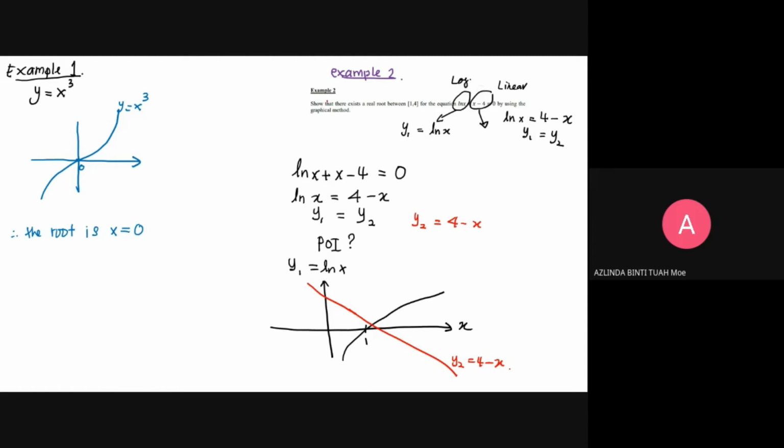Okay, the question here says show. It is different from question number 1 earlier, which said find: find the root of the equation y equals to x cube. When it says find, you have to give the value of x. If it says show, you do not even need to mention the value of x. You only need to show whether the point of intersection exists or not. You don't have to find the exact value of the point of intersection here, because it is not asking you to find the root. Okay, just show.